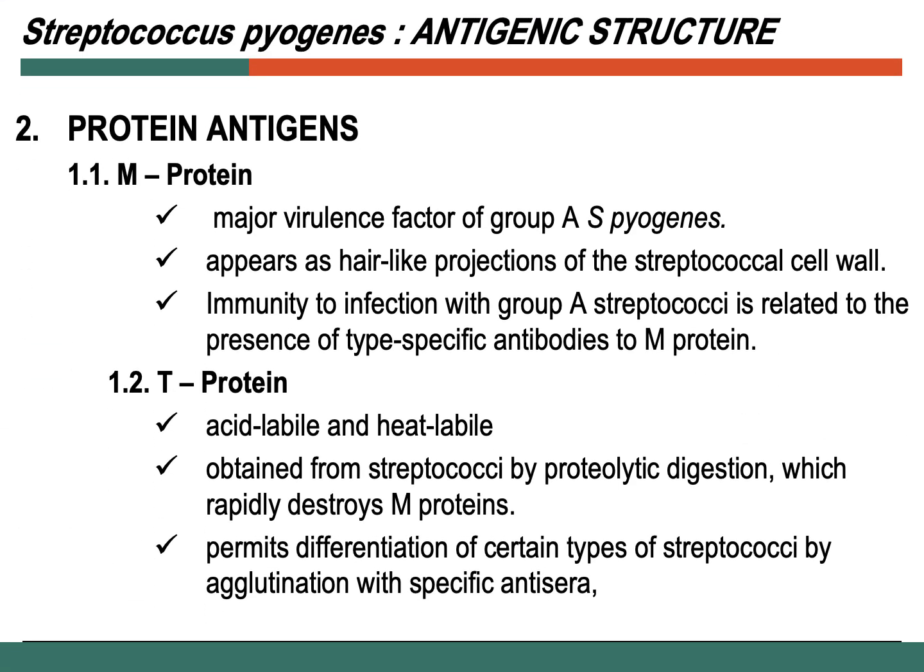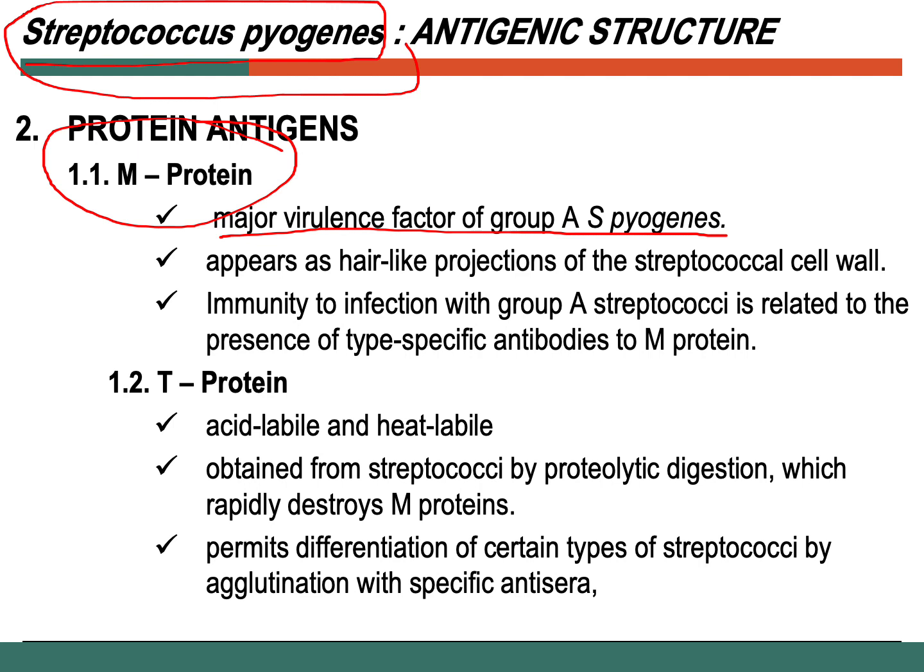Other antigenic structure, you have your M protein. By the way, class, the major virulence factor of your Streptococcus pyogenes or your GAS is your M protein. This is the major virulence factor of GAS. It appears as hair-like projections on the streptococcal cell wall, and it aids immunity to infection with group A Streptococcus, related to the presence of type-specific antibodies to M protein.